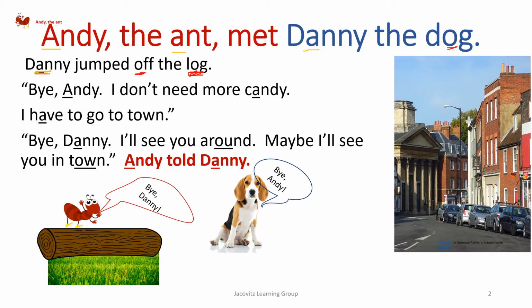Bye, Andy. I don't need more candy. I have to go to town. These two together are actually a diphthong, OW. So bye Danny, I'll see you around. Maybe I'll see you in town. And then you have your short vowel again here. Andy told Danny. So you have A here and short A here. Okay, those are our sounds.